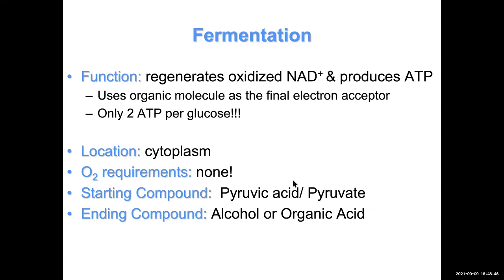What would be more accurate? Two molecules of pyruvic acid or two molecules of pyruvate. That is correct. Because remember, my starting pathway is glycolysis. After glycolysis, I take my two pyruvate and I take them through fermentation. My ending compounds for fermentation will be different depending on what the product will be. It could be alcohol, it could be an organic acid.